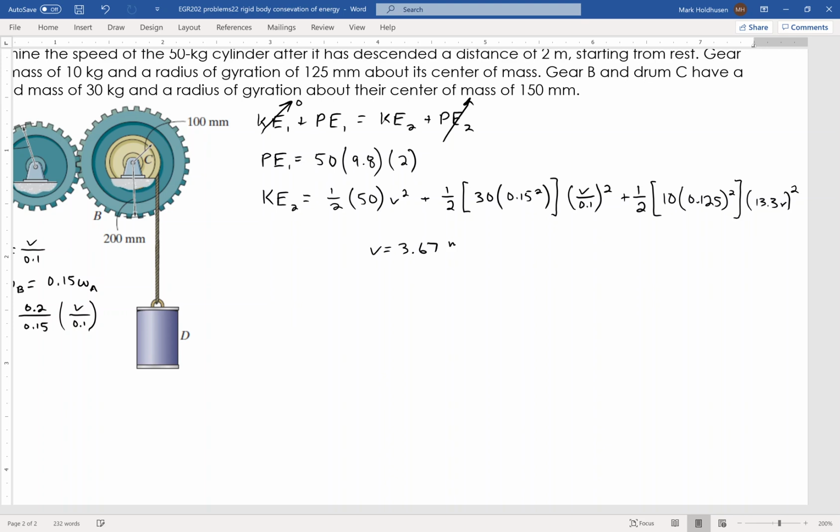3.67 meters per second. So again, remember, the energy is all of the pieces together. You've got the cylinder and each of the 2 gears that are rotating, and gravity is the only thing acting on this system, so that's the only potential energy that we have.